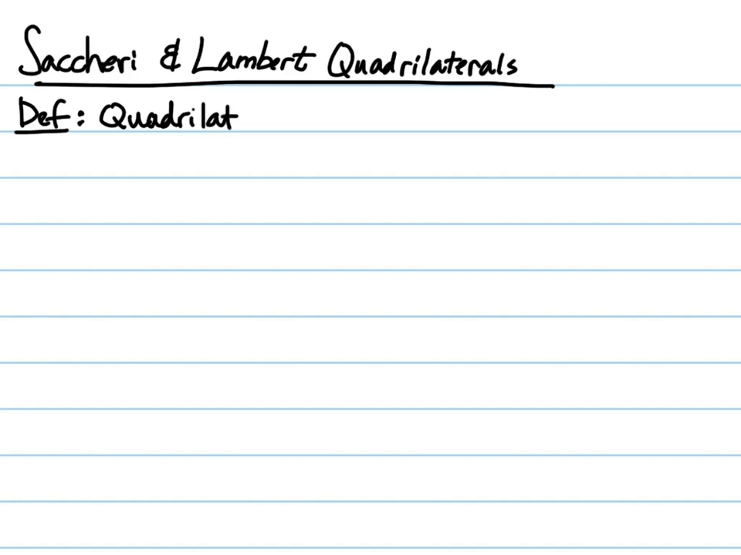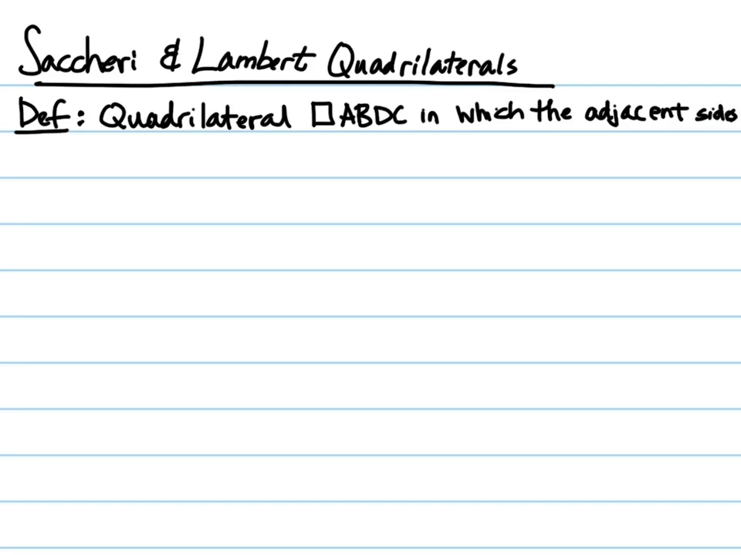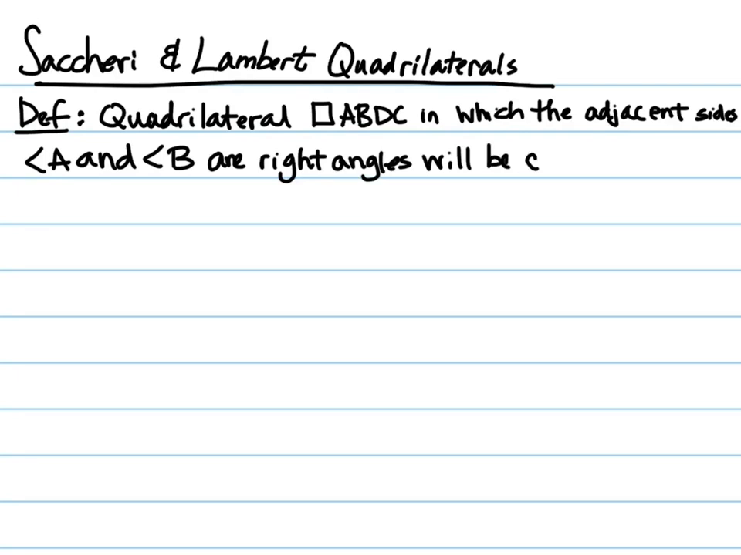Quadrilateral, and we make it look like a square-ish shape. We're going to call it ABDC, in which the adjacent sides, angle A and angle B are right angles, will be called, or is called, bi-right. And bi just means two, so that's why that's happening there.